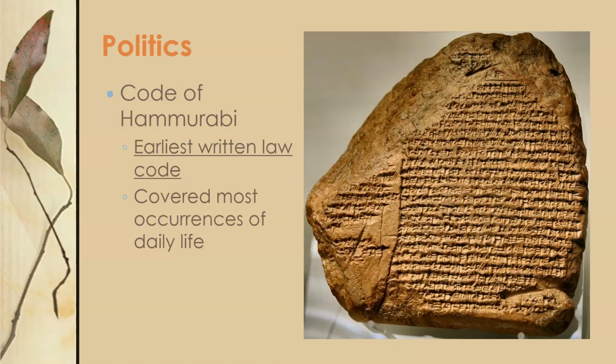One of the earliest written law codes comes from Mesopotamia. This is the Code of Hammurabi. And this code covered most of the daily occurrences in Mesopotamians' lives. And we are going to study this more fully during our class simulation of the Code of Hammurabi.